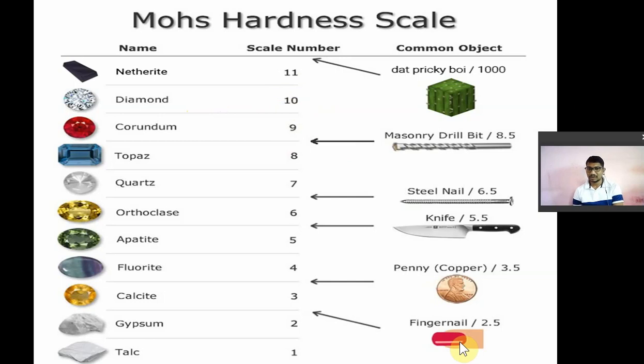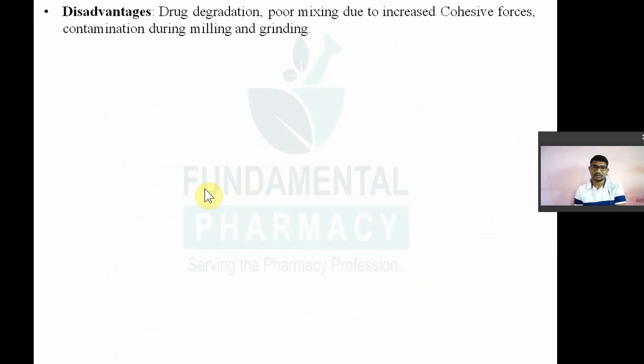A fingernail will have a hardness of 2.5. A copper coin or penny will have a hardness of 3.5. The knife that you use has a hardness of 5.5. A steel nail has a hardness of 6.5. So it is nothing but the Mohs scale describing the hardness of material, not much important. Just remember the Mohs scale is related to the hardness of material. If you remember this, that is enough.